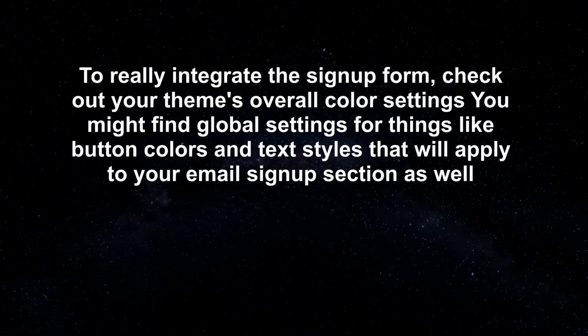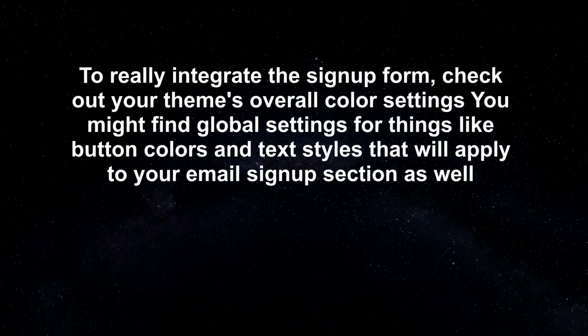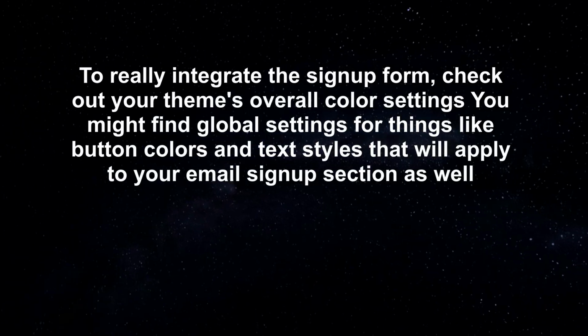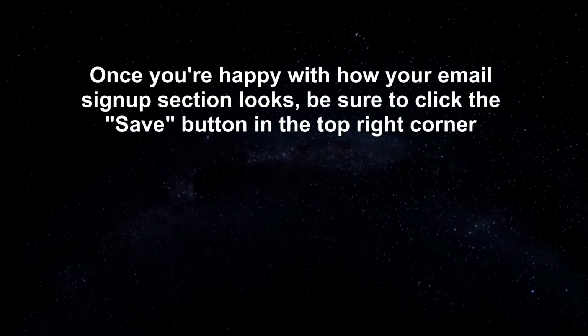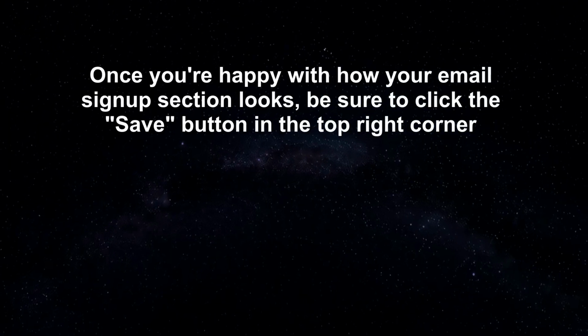To really integrate the Signup form, check out your theme's overall color settings. You might find global settings for things like button colors and text styles that will apply to your email Signup section as well. Once you're happy with how your email Signup section looks, be sure to click the Save button in the top right corner.